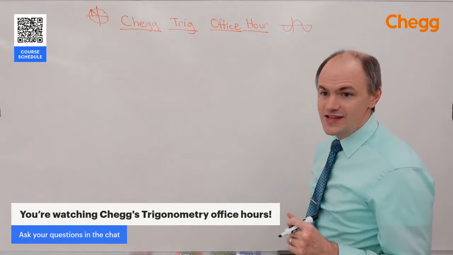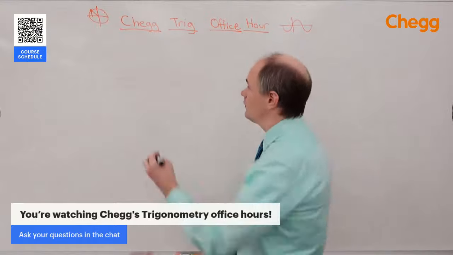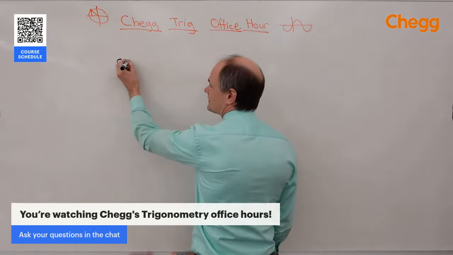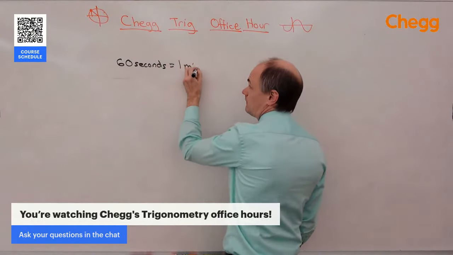So degrees, minutes, and seconds. So if you think about it like a clock, there are 60 seconds in 1 minute, right?